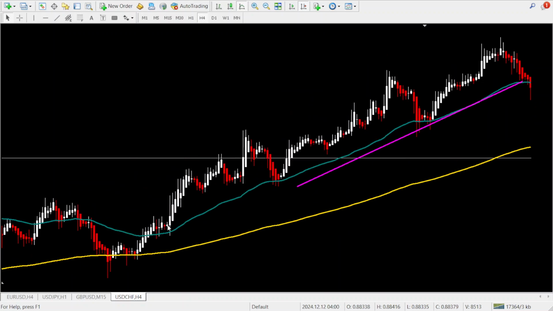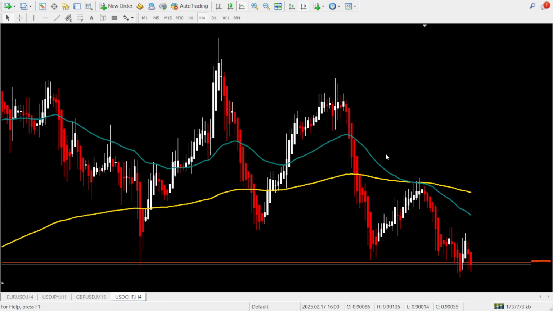Remember, in a strongly bullish trend, you're going to notice consecutive white candles. In a strongly bearish trend, you're going to notice consecutive red candles. It also helps with reduced market noise. Heikin Ashi smooths out price fluctuations, helping you focus on the big picture. And it helps with improved trade timing. By using Heikin Ashi with moving averages, you can find better entry points and spot trend reversals before they happen.